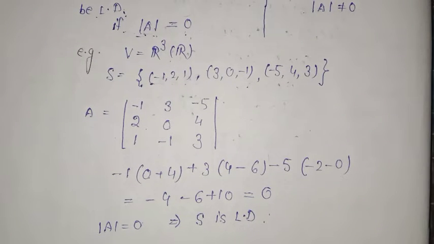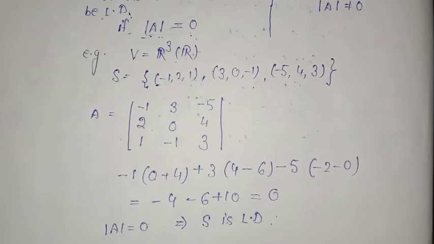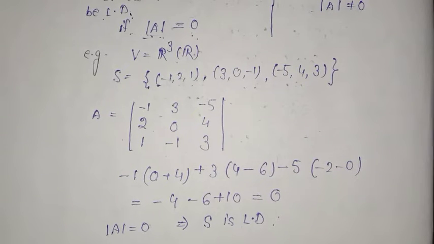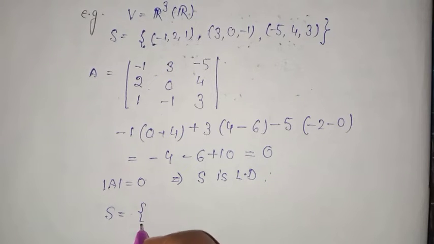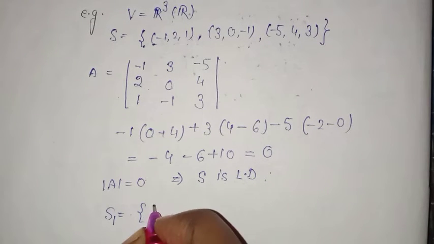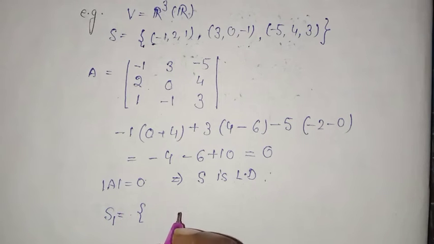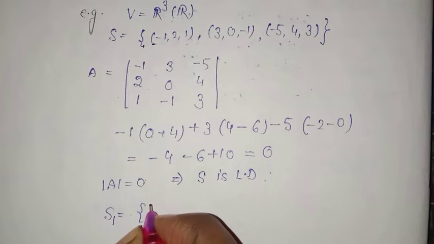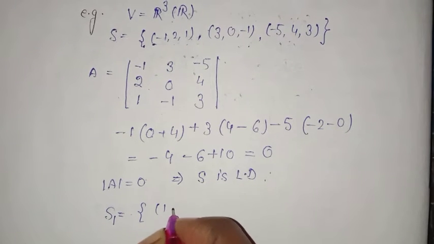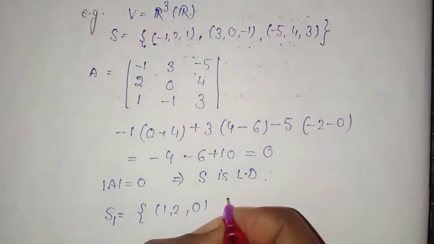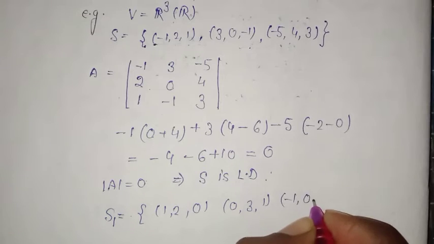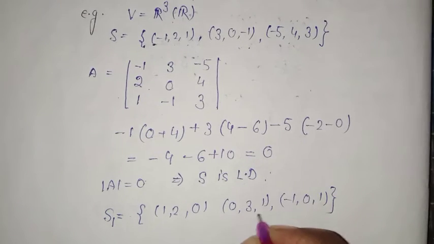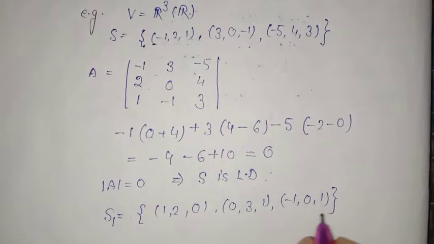Now we will take an example of a linearly independent set of vectors. For the same vector space, if I take another set S1, consisting of 3 vectors: 1, 2, 0; 0, 3, 1; minus 1, 0, 1, then we check whether they are LI or LD.